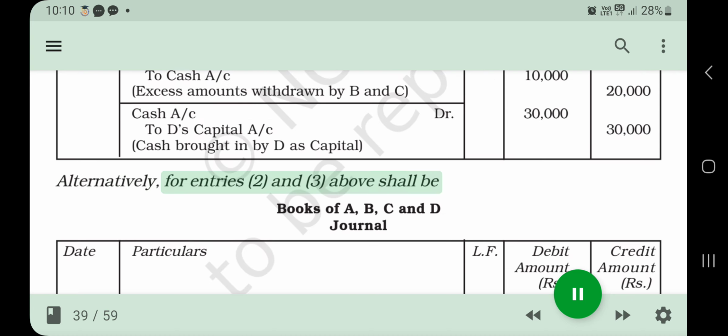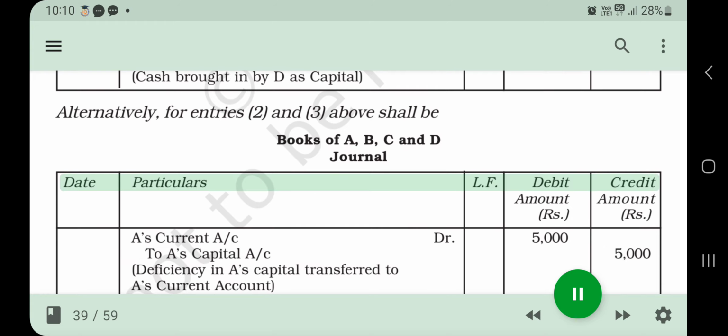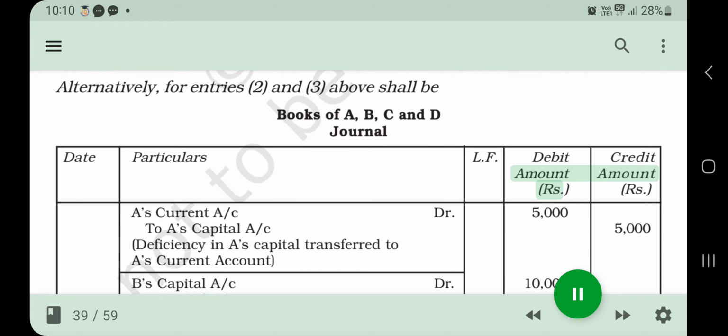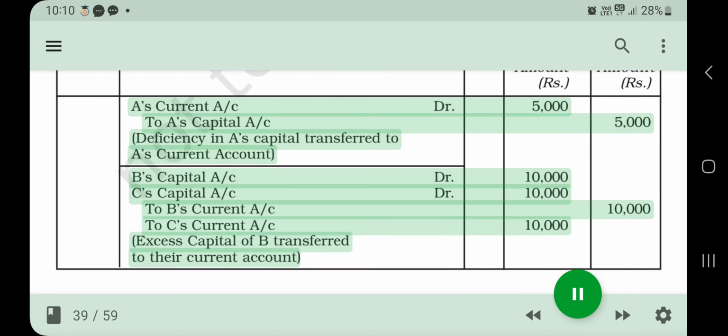Alternatively, for entries 2 and 3 above, the entries shall be: Books of A, B, C and D. Journal. Date, Particulars, LF, Debit, Credit, Amount Rs. A's Current A/c Dr. 5,000 to A's Capital A/c 5,000, deficiency in A's capital transferred to A's current account. B's Capital A/c Dr. 10,000, C's Capital A/c Dr. 10,000 to B's Current A/c 10,000, to C's Current A/c 10,000, excess capital of B and C transferred to their current accounts.